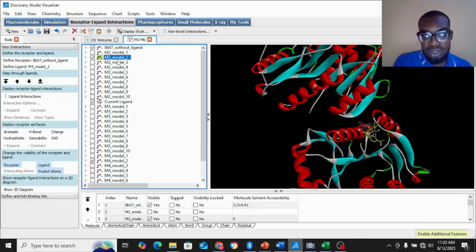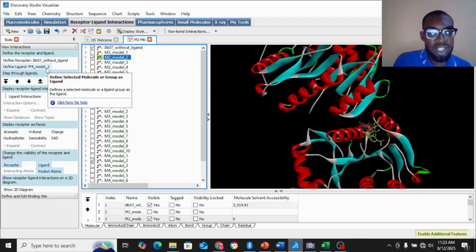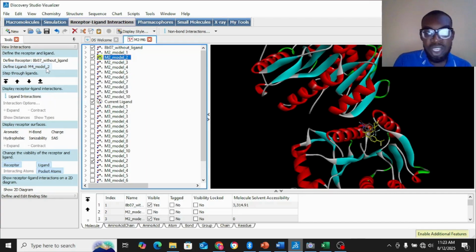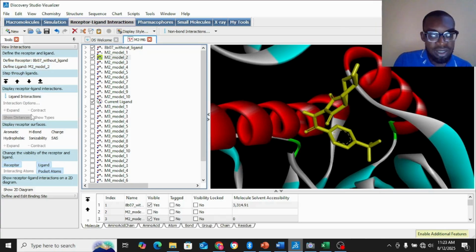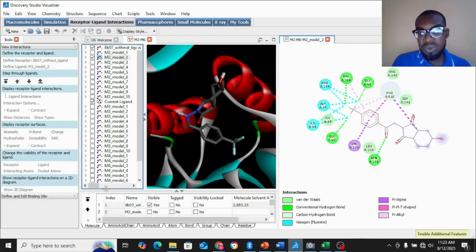Okay, wow, that's good. Now, what you want to do apart from this is to visualize if you can have hydrogen bond interactions, hydrophobic interactions. So I want to visualize that. So click on this and then click on this and then let us show a 2D diagram to see if those interactions occur. Wow, that's interesting.